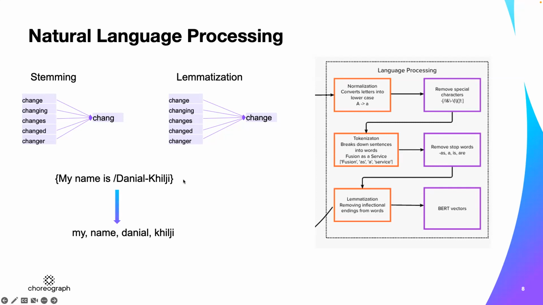And you can see at the bottom over here what the input and the output of the language processing component will look like. So you have a sentence, "my name is slash Danial dash Khilji," and then the language processing component will lowercase all the words, and then it will remove the special characters such as slash and dash, and it will also remove stop words like "is" over here. And these are the main things that it will do over here.